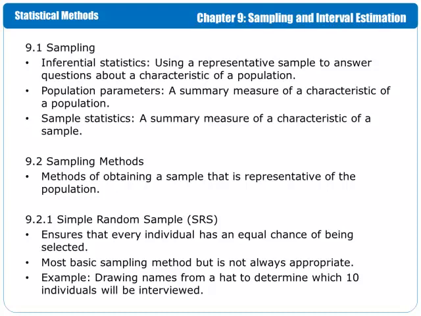There are several different methods, and we want to use the best method for the given situation. One method is a simple random sample, or an SRS. The simple random sample ensures that every individual has an equal chance of being selected. It is the most basic sampling method, but is not always appropriate. An example of simple random sample is drawing names from a hat to determine which 10 individuals will be interviewed. Because everyone's name is on a piece of paper in the hat, everyone has an equal chance of being selected.